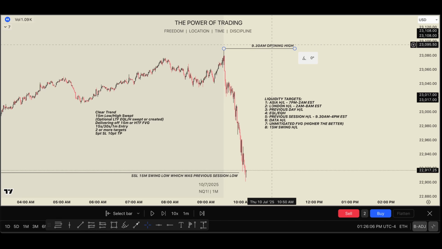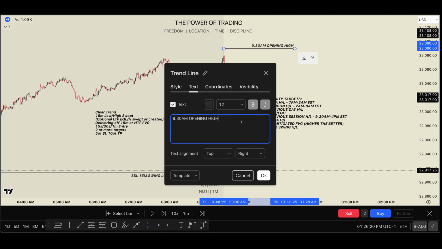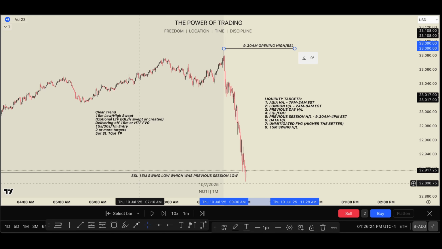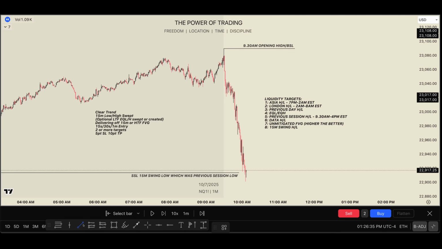You can either mark it out with the actual name, which will help when you're doing your chart markups, but technically anything that we need to buy to get to a target of liquidity is why we call it buy side liquidity, because we have to buy to get there. And then sell side, we have to sell to get there. So let's run through what happened on this trade.